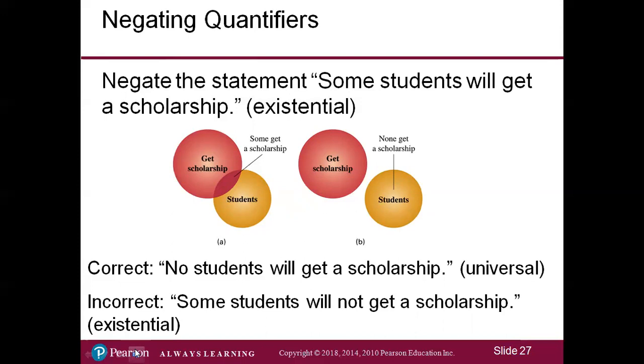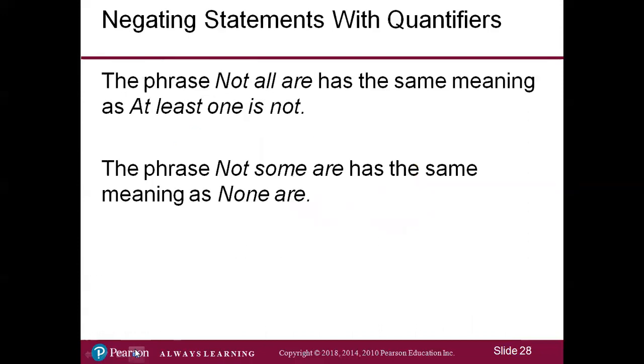The incorrect way of negating this is to say some students will not get a scholarship. Going from the existential to the existential. That's an indication we've done it wrong. Also, some students will get a scholarship automatically implies some students will not get a scholarship. So no negation has happened if you've accidentally negated it with the last statement. The phrase not all here has the same meaning of at least one is not. The phrase not some are has the same meaning as none are.